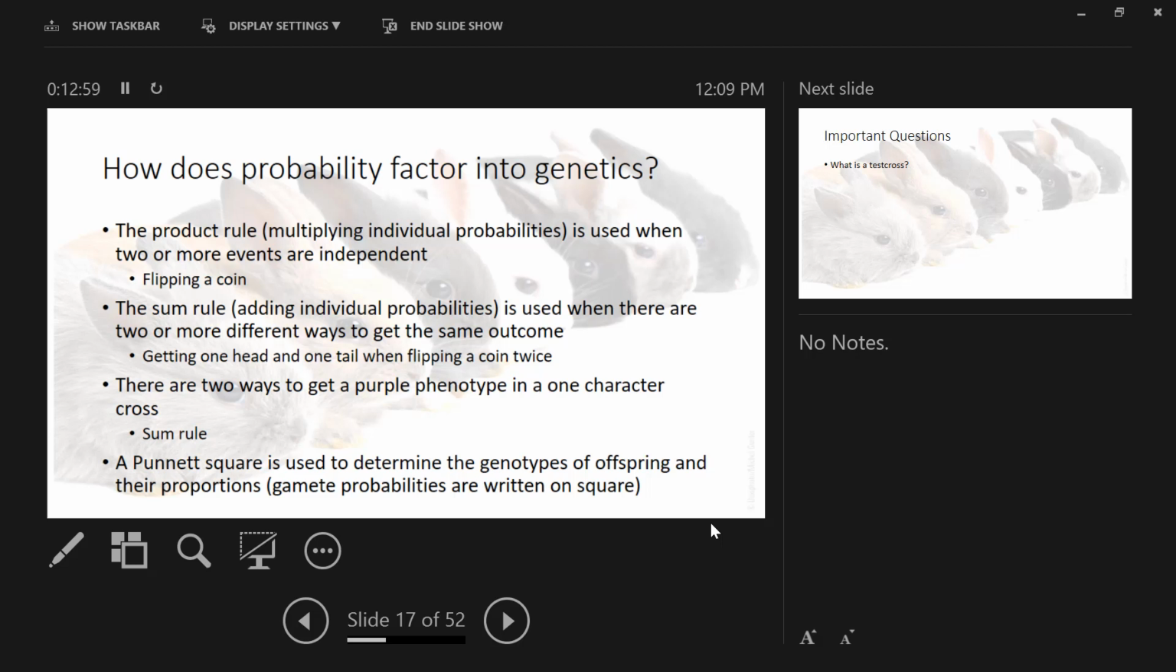Would it be like multiple test crosses? No, you can do it with a single test cross. When you do a test cross, you get to see the alleles. Yes, test crosses.